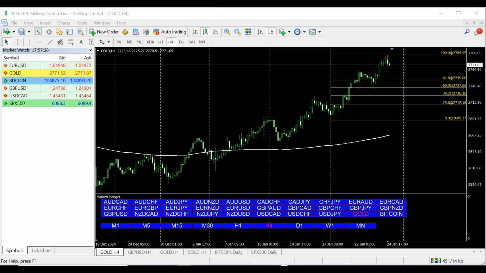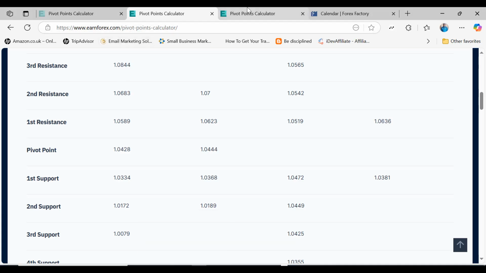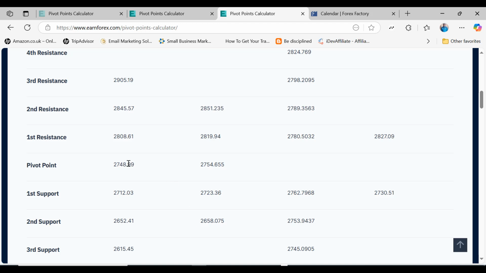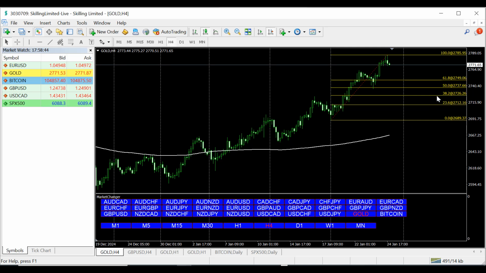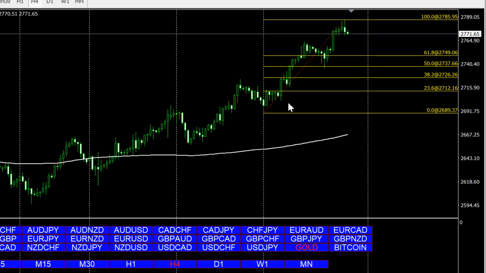Let's see. Okay, so here we are. The pivot point there is 2748, and here we have 2737. So probably, in fact, 2749 is 61.8, which is the 62% retracement. So around there too, because it's a confluence, you could pull the trigger there and head up.